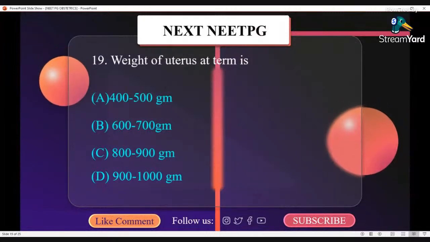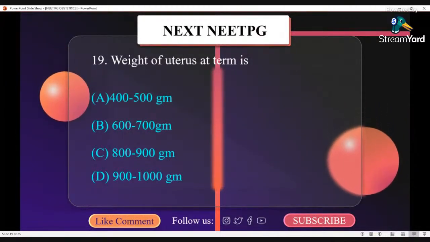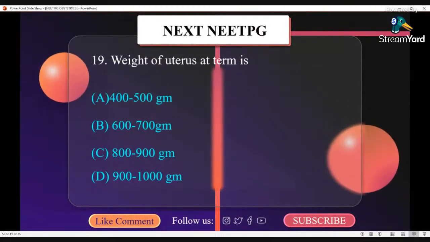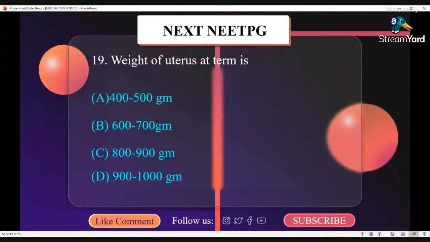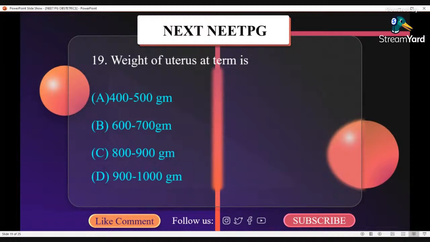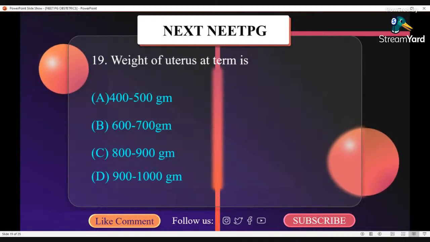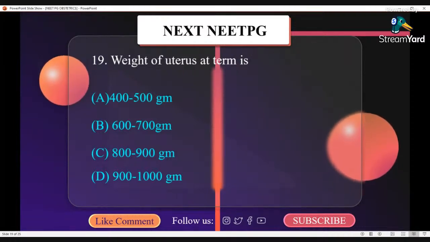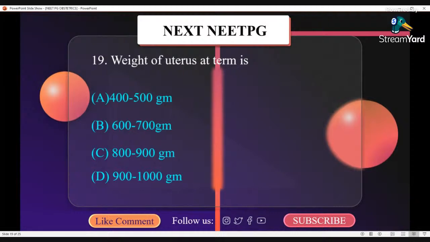Weight of uterus at term is A. 400 to 500 gram. B. 600 to 700 gram. C. 800 to 900 gram. And D. 900 to 1000 gram. Weight of uterus at term is D. 900 to 1000 gram.